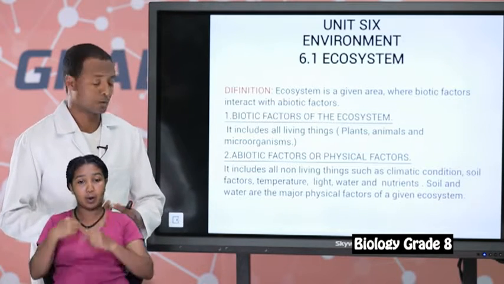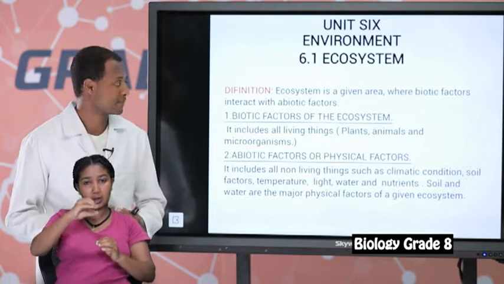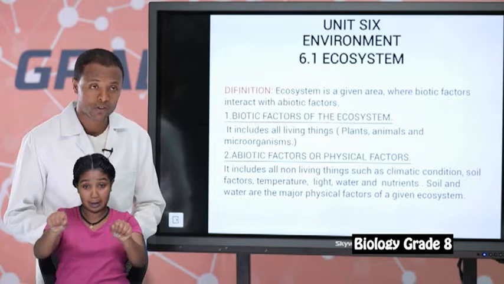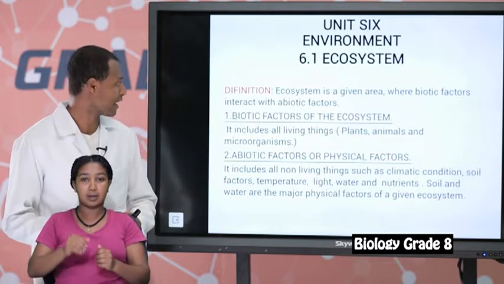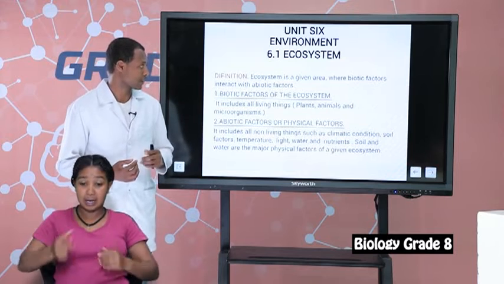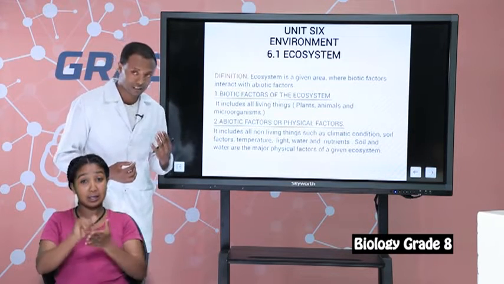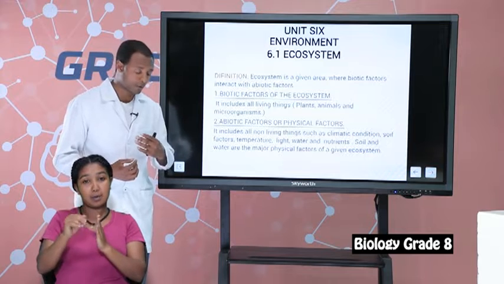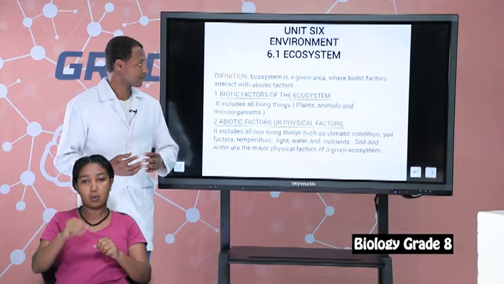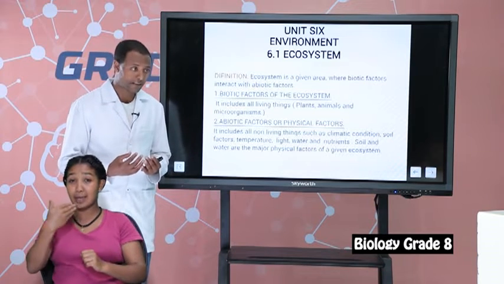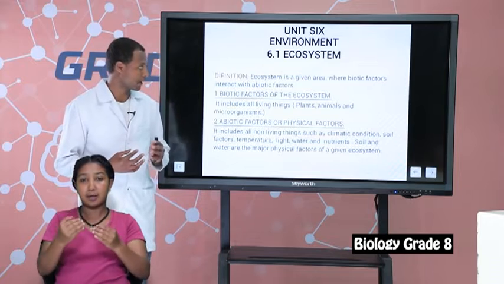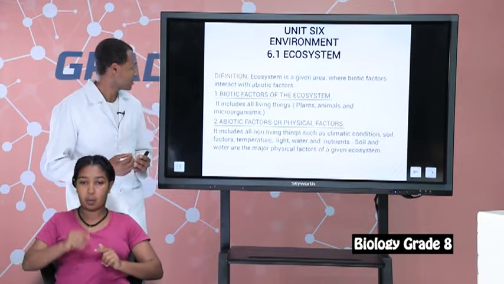Accordingly, we are going to define ecosystem. Here is a definition. An ecosystem is a given area where biotic factors interact with abiotic factors. It's a given area. That's why we say that it's a subunit of the biosphere. So an ecosystem is best explained in the presence of biotic and abiotic factors.